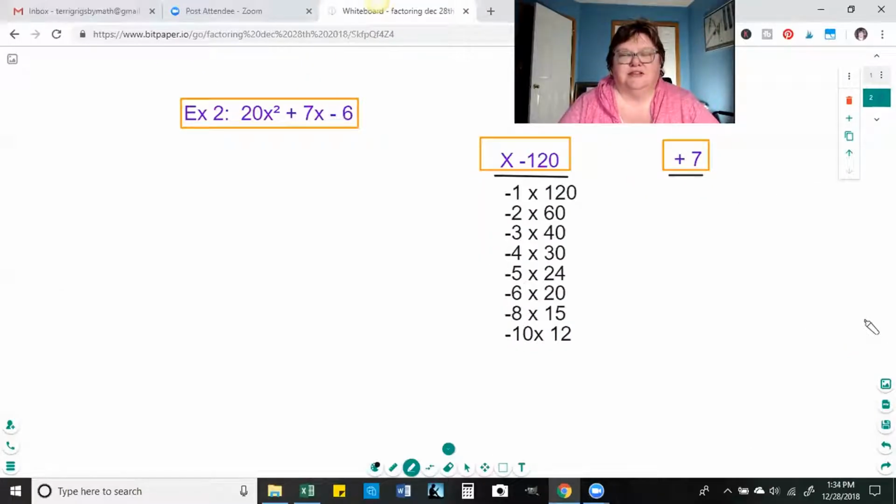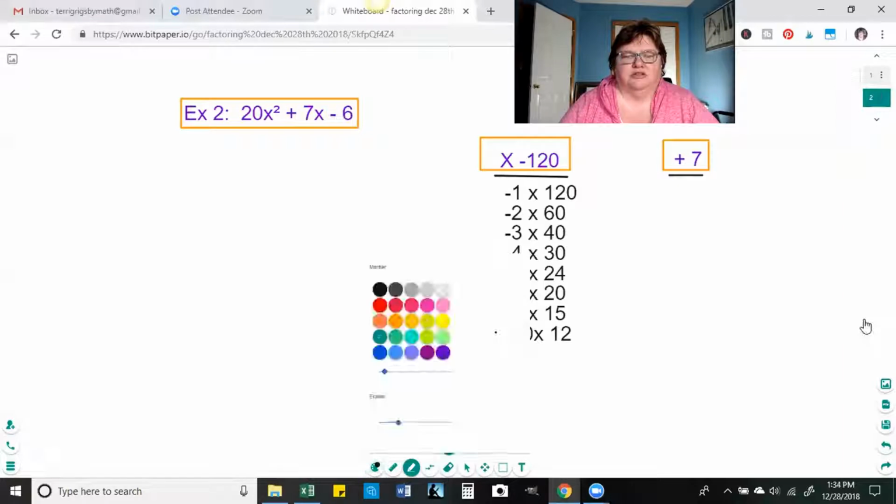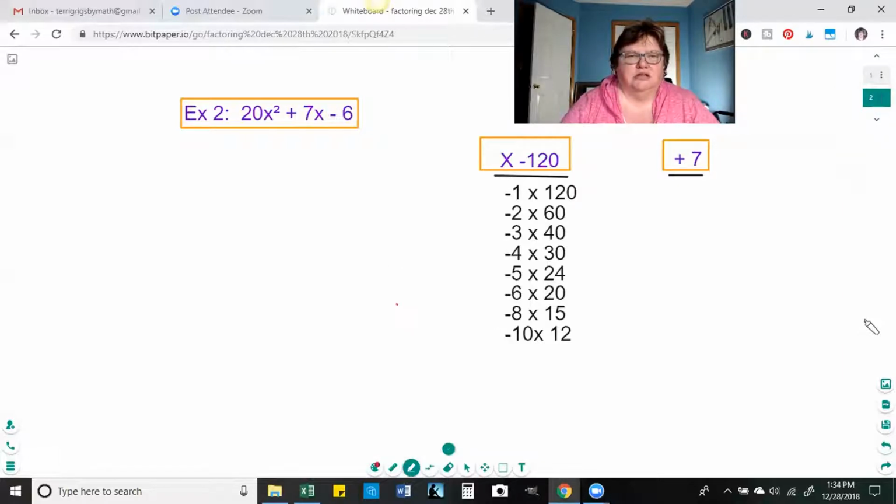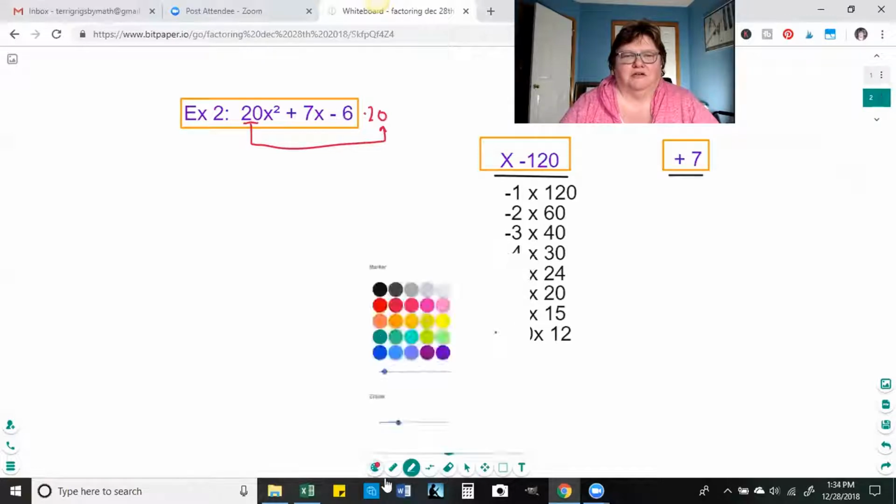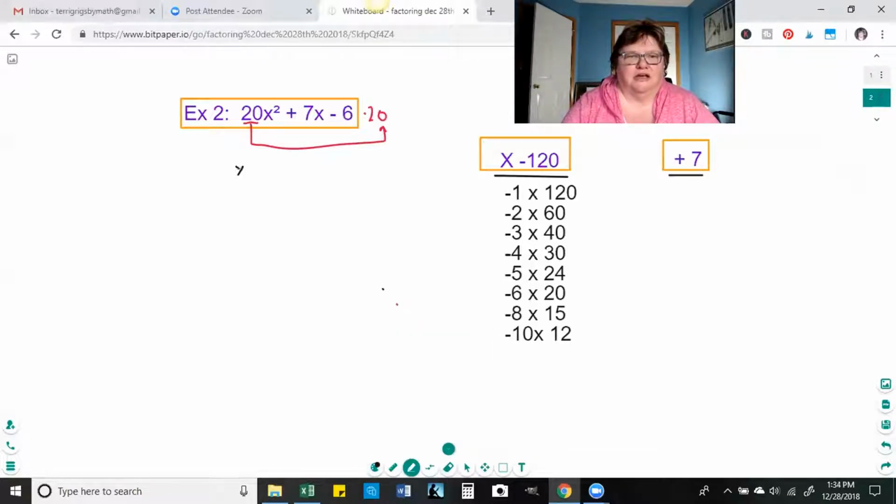Okay, so let's look at the second example here. I have 20x squared plus 7x minus 6. So I'm going to slide the 20 that's out front, slide it to the end, make it times 20, right? And so what I'll get then is x squared plus 7x. Notice the middle term never changes. And then at the end, I have to go 6 times 20. That gives me minus 120. And now I have to go figure out what works for that.